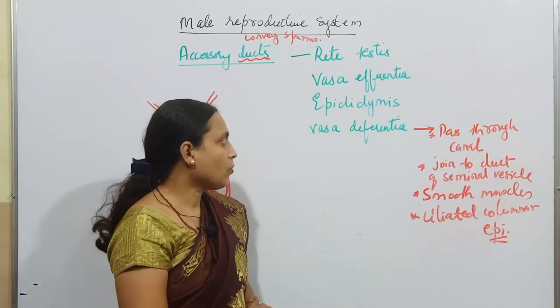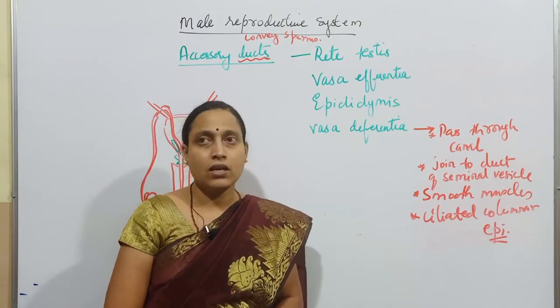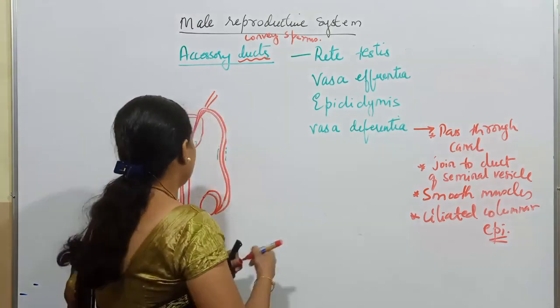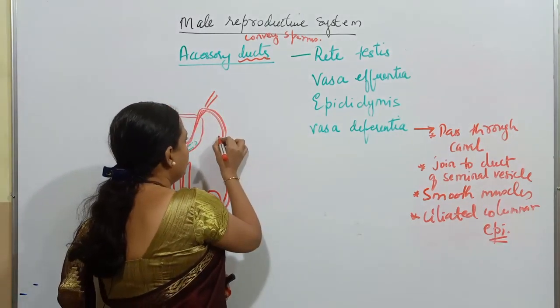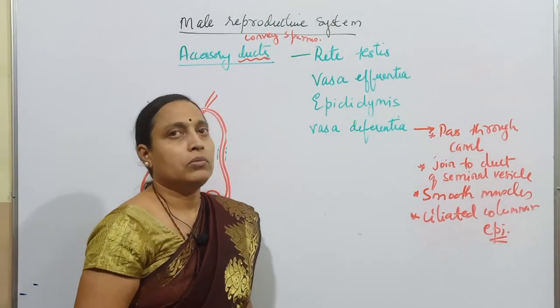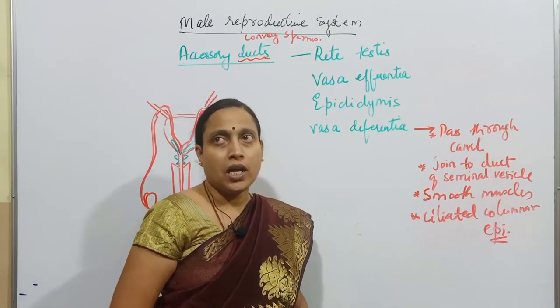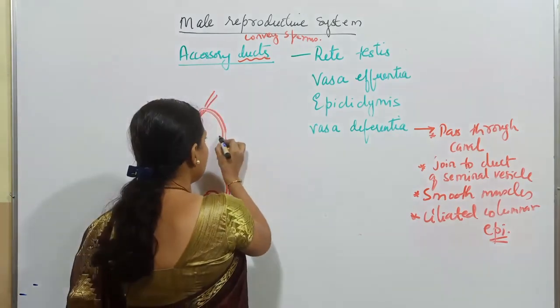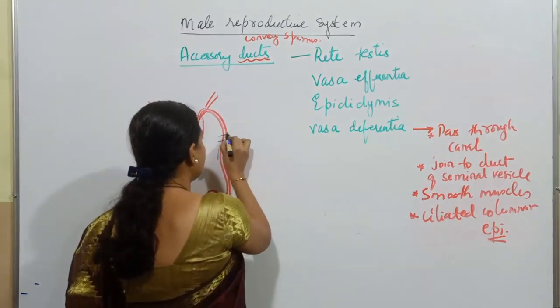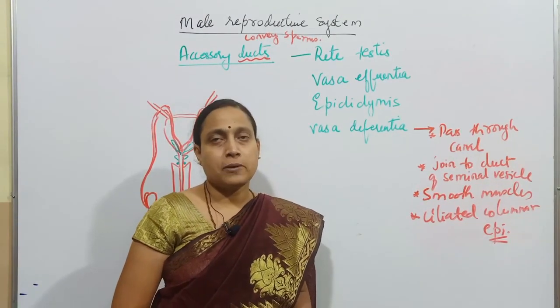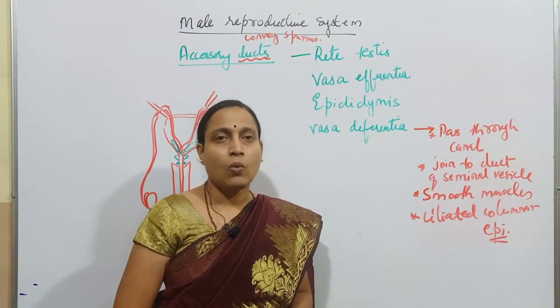So this was about vasa deferentia, and you should know that those people who want to achieve a permanent contraception, in those people vas deferens will be cut and tied back in a permanent contraception called vasectomy.